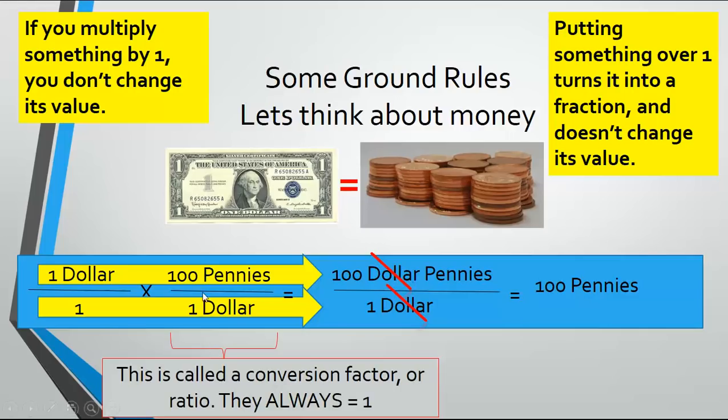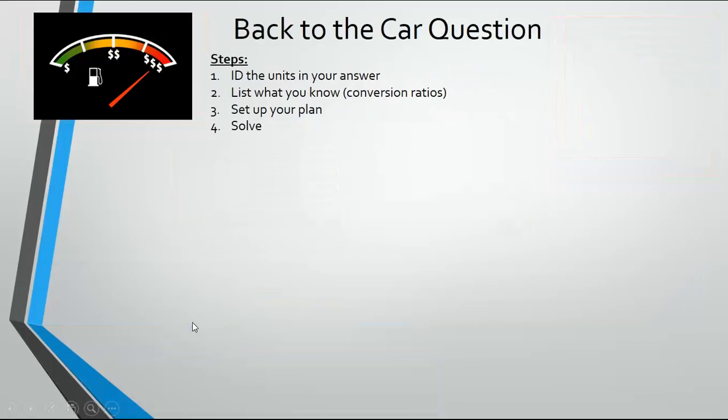So that's how I mathematically got from $1 and converted into pennies. This thing right here, where I said the 100 pennies over a dollar, this was the key to dimensional analysis. This is called a conversion factor, or a ratio, and they always equal 1, so that we can multiply it to stuff and not change the value. So we multiplied it to a dollar, and we didn't change the value of that amount. So now let's go back to our car question. For the car question, it's a little bit tougher, so I'm going to work from some steps. And these steps are the same ones that I want you to work from now on.